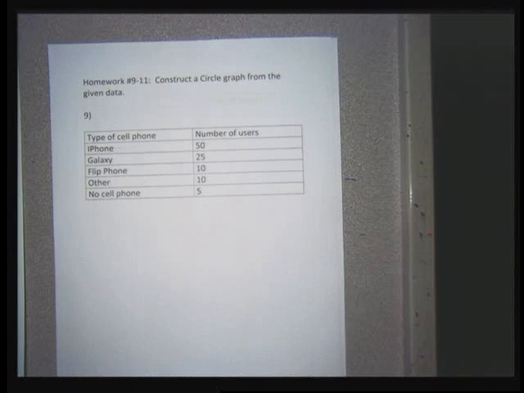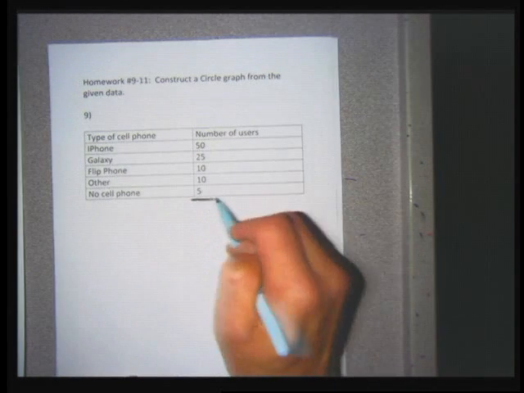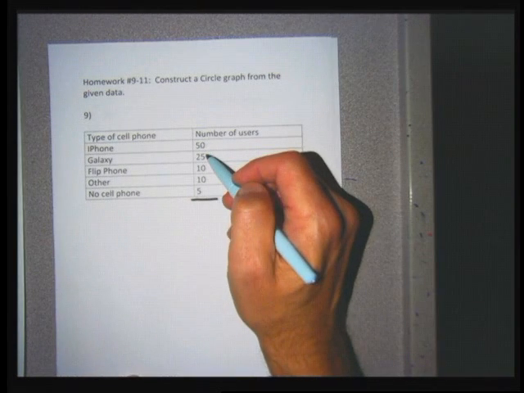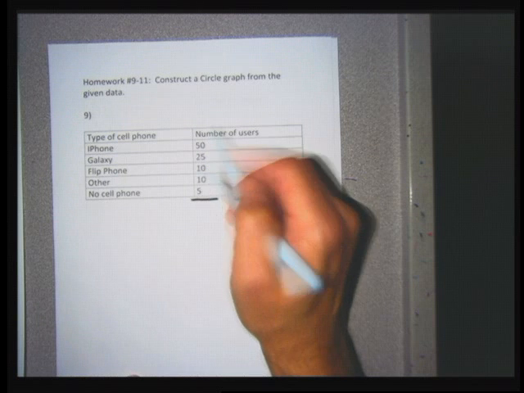All right, so this is your problem. You're going to make a circle graph that has 5 pieces of pie cut out. First thing you're going to need to do is add up the numbers, so 50, 75, 85, 95, 100.